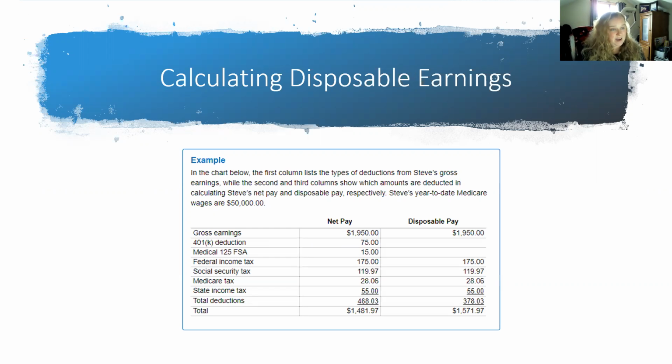So while his net pay in this calculation is $1,481.97, his disposable pay is higher than that because those two deductions, the one for 401k and the one for medical FSA, are not required by law and thus are not deducted when calculating disposable pay. The child support deductions should be calculated on disposable earnings, not on net pay.